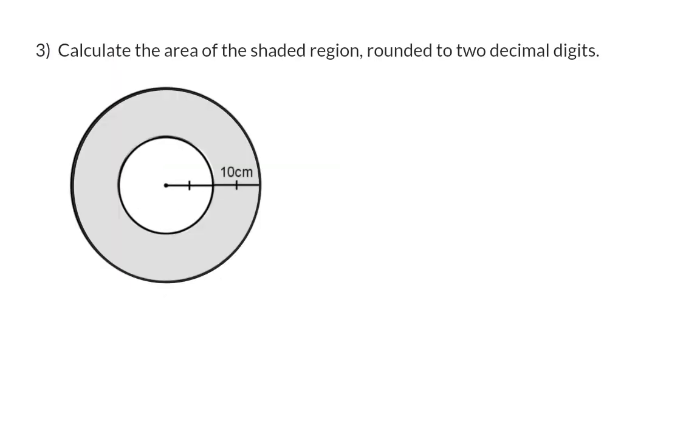Example 3. Calculate the area of the shaded region rounded to 2 decimal digits. Here we have a large circle from which we cut out a smaller circle, and what is left will be our shaded region. To determine this area, I'm going to take the area of the big circle and subtract that of the smaller circle. And for both of them, the formula will be pi times the radius squared.